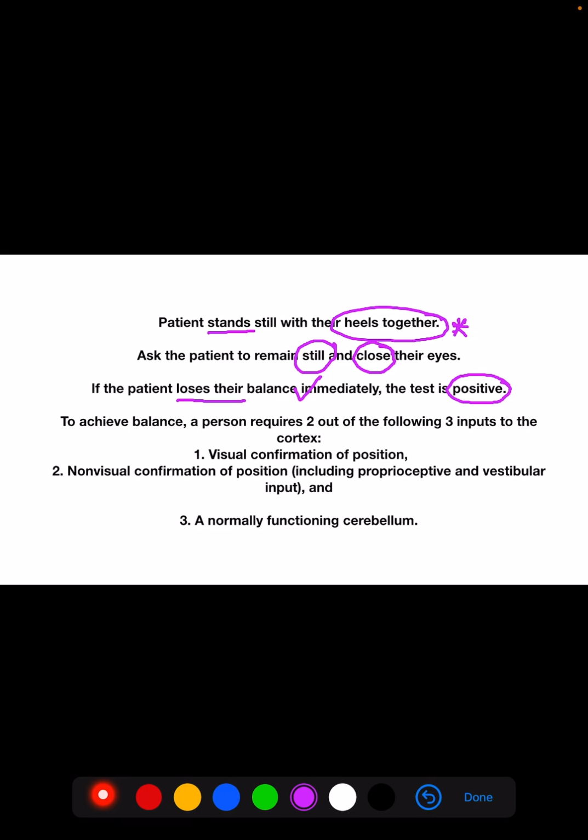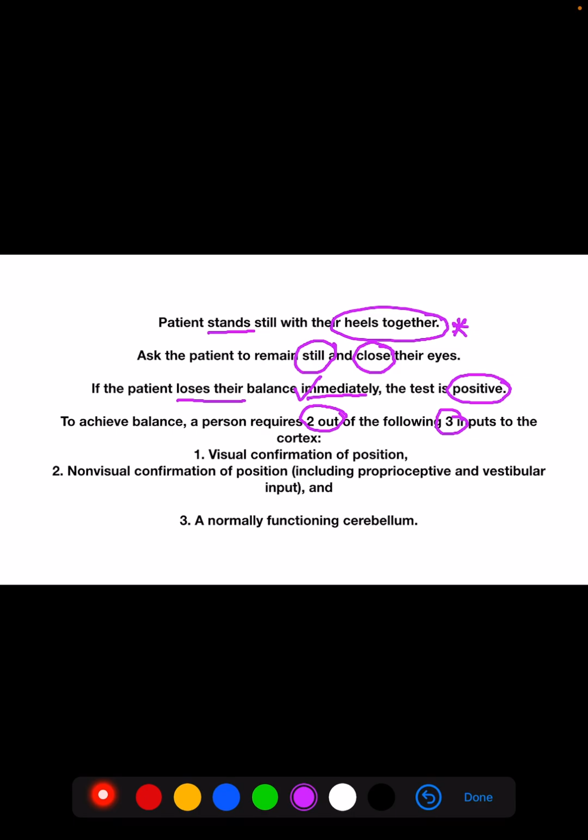So when do we consider Romberg's test to be positive? If the patient loses balance immediately after closing the eyes, the test is considered positive. To achieve balance, a normal person requires 2 out of the following 3 inputs to the cortex. So what are the things the patient requires?